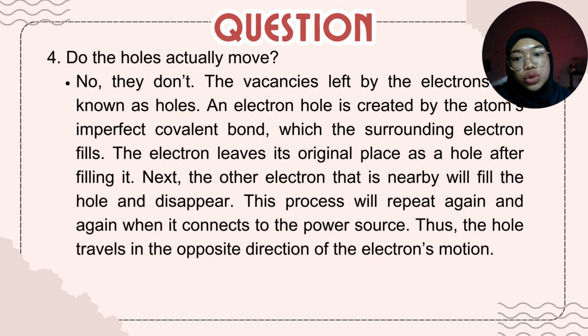Question number 4. Do the holes actually move? No, they don't. The vacancy left by the electrons is known as holes. An electron hole is created by the atom's imperfect covalent bond, which the surrounding electron fills. The electron leaves its original place as a hole after filling it. Next, the other electron that is nearby will fill the hole and disappear. This process will repeat again and again when it connects to the power source. Thus, the hole travels in the opposite direction of the electron's motion.